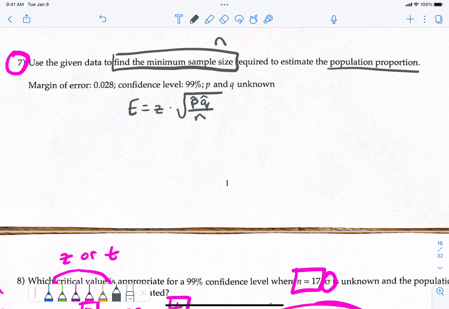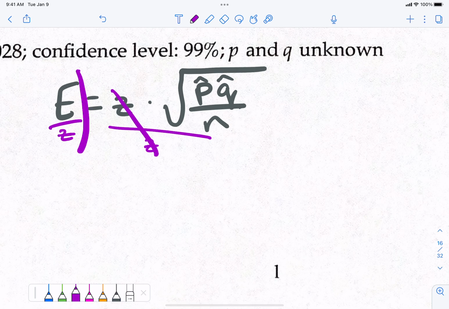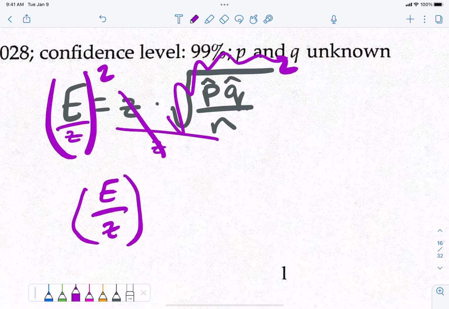Real quick though, before I plug the numbers in, I'm going to solve for N. Can we do that and rearrange this formula here? So what would you do first to solve for N? Divide by Z. Now I've got E over Z. Now what? Square it. So I've got E over Z squared equals P hat Q hat over N. Now what?